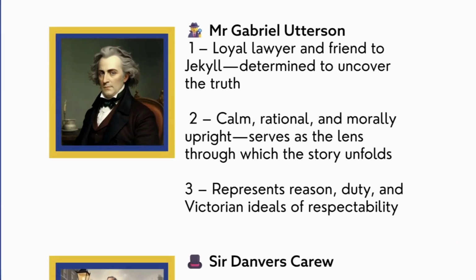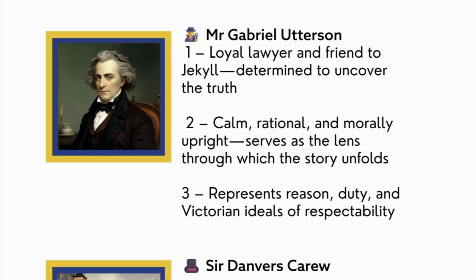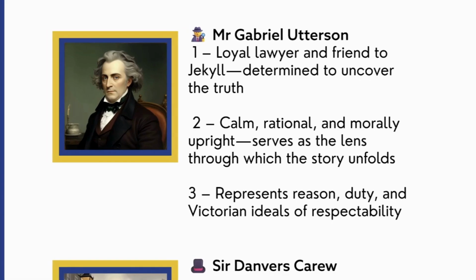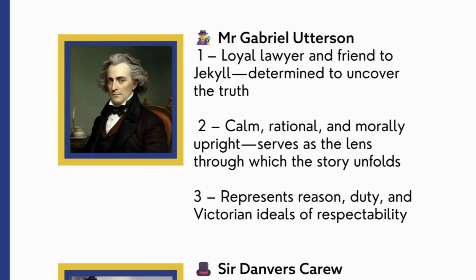Now the next character, Gabriel Utterson, he is a loyal lawyer, and he's a friend to Jekyll, and he's determined to uncover the truth. He's a really good narrative device in that sense. He pushes the narrative forward. So he's calm, he's rational, he's morally upright, and he serves as a lens through which the story unfolds. That's a lovely phrase. You might want to use that in some of your essays. And therefore he symbolises reason, duty, and the traditional Victorian ideals of respectability. He would be extremely well respected in Victorian society for his morals and the way in which he lives his life.